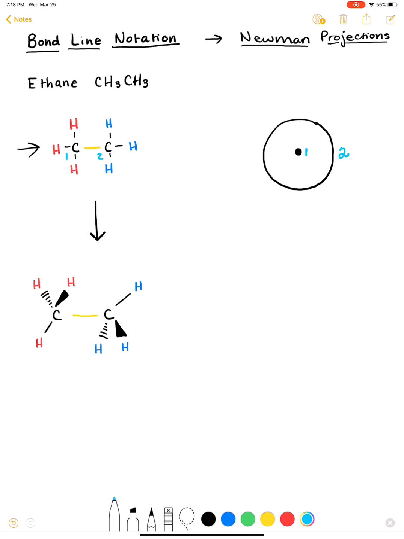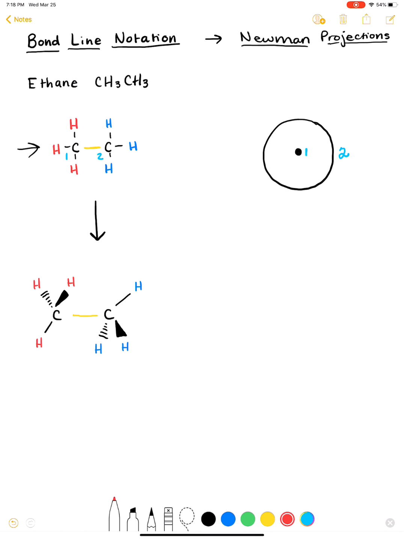Like I mentioned before, when you're starting a Newman projection, you are looking straight down a bond, which means one atom will reside directly in front of another. In this case, because we are viewing ethane from the left, carbon 1 will reside directly in front of carbon 2. The yellow bond, drawn in the bond line notation, cannot be seen in the Newman projection because it is directly behind carbon 1. As we know, carbon can form 4 covalent bonds within a molecule.